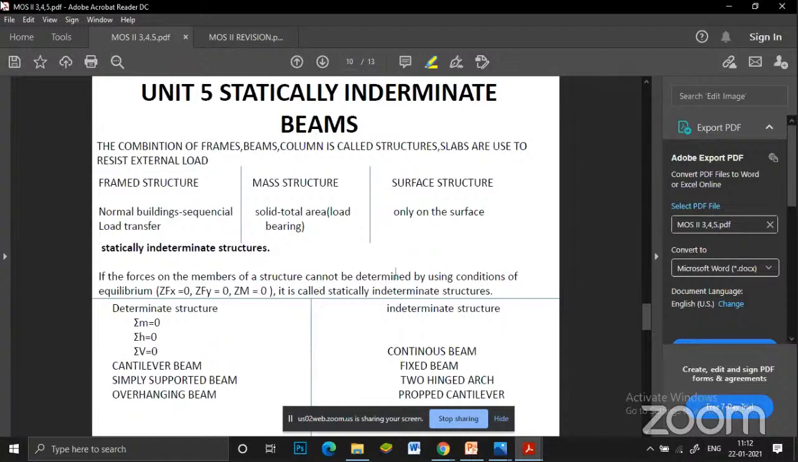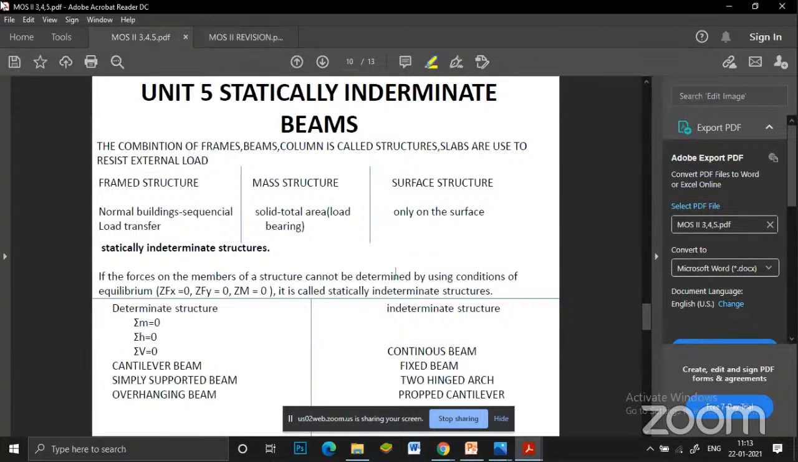Then next, we are getting into the statically indeterminate structures. We know determinate structures. What are determinate structures? They are determined using the equilibrium conditions, by solving the equilibrium conditions. So we have seen the equilibrium equations: summation of M equal to 0, summation of V equal to 0, summation of H equal to 0. Some examples are cantilever beam, simply supported beam, overhanging beam. We have three beams, right?